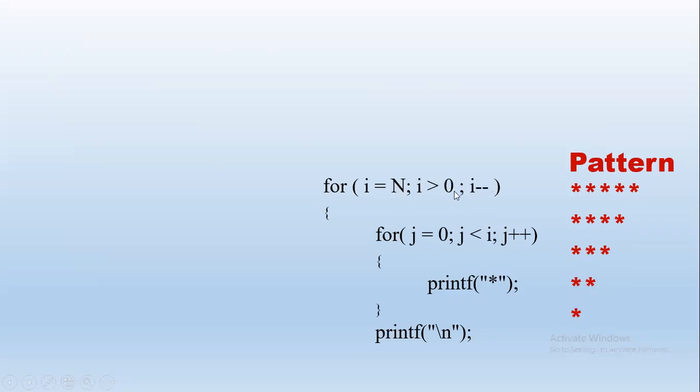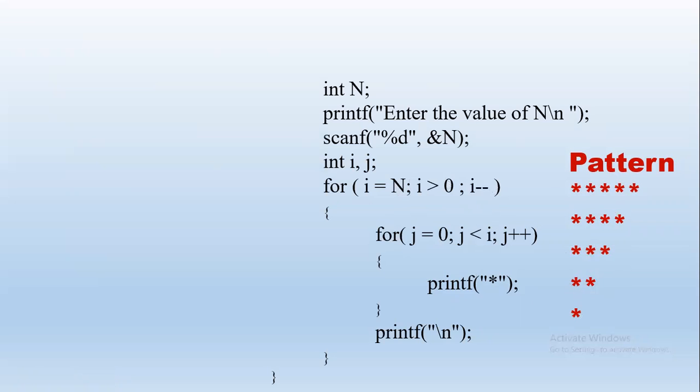So the condition will be i greater than 0, and j will be based on the value of i, similar to what we have discussed before, right? So j should be less than i. Here we declare the required variables, and n will be the input as per the requirement. n is the input number of rows. Declare the variables, and then we have the entire program along with the header file.